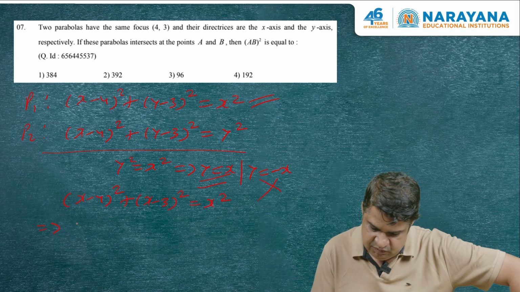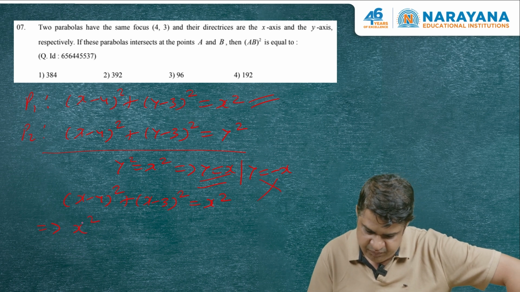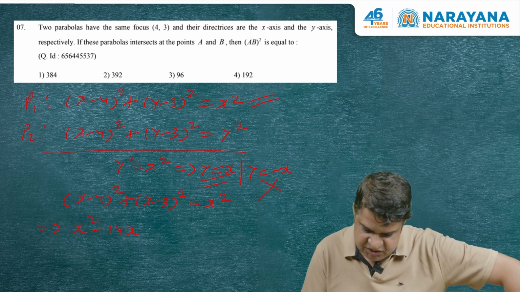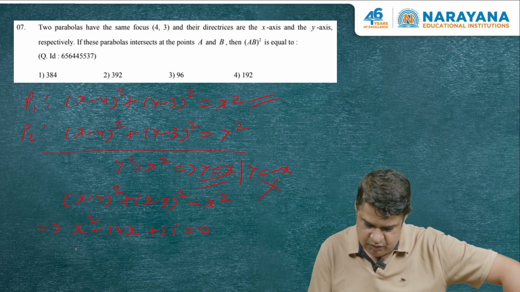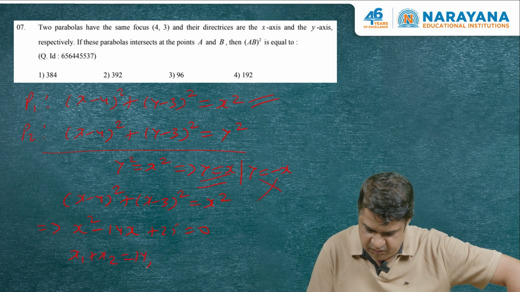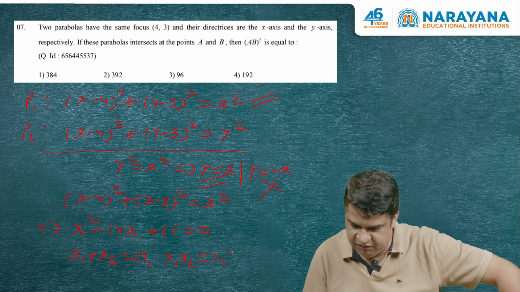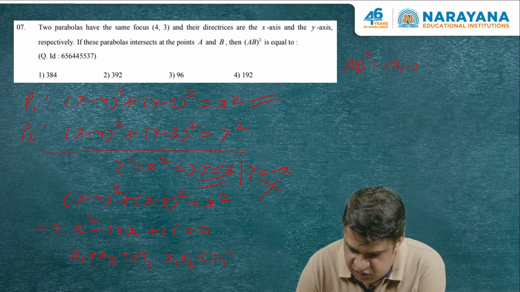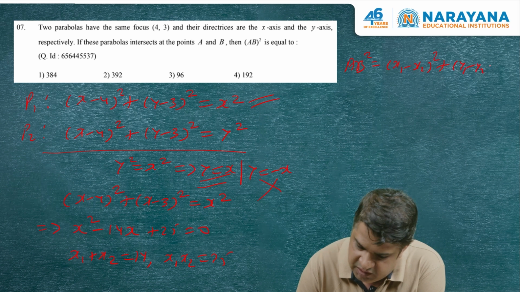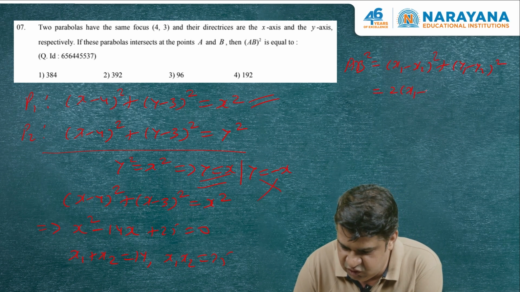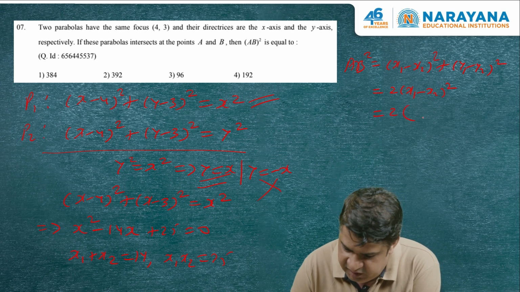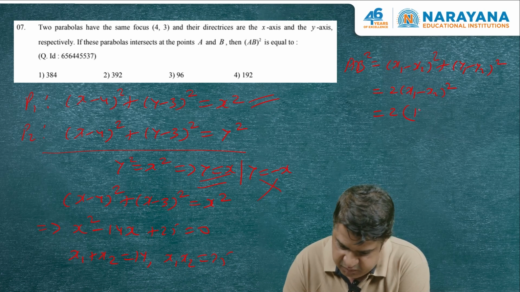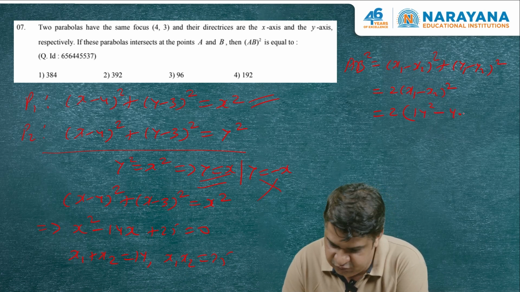After simplification we will get 2x square minus x square, here minus 8x minus 6x, minus 14x plus 25 equal to 0. So, here the sum of roots is 14 and the product of roots is 25. Now, basically what do we need? AB square. So, AB square means x1 minus x2 whole square plus y1 minus y2 whole square, which is 2 times x1 minus x2 whole square, and for x1 minus x2 whole square, we know the identity a minus b whole square is a plus b whole square minus 4ab.